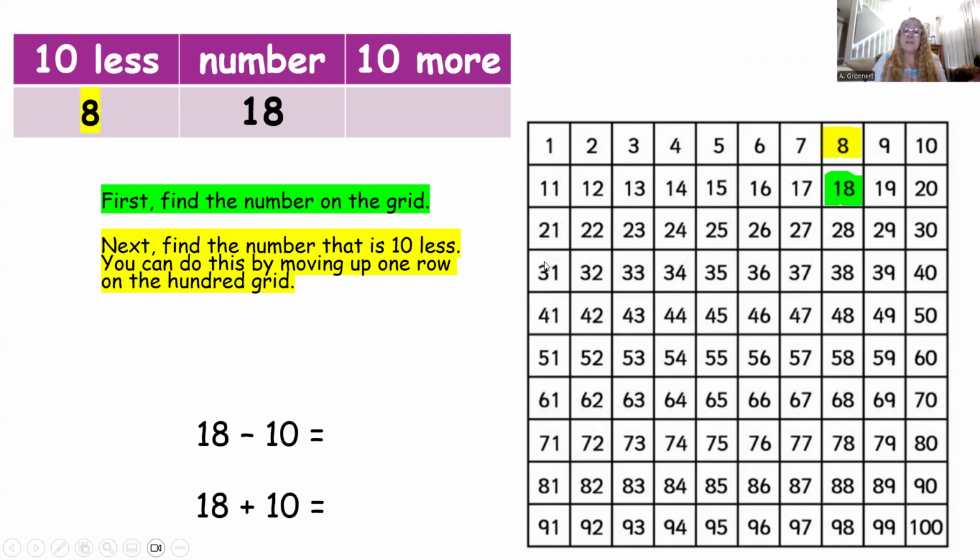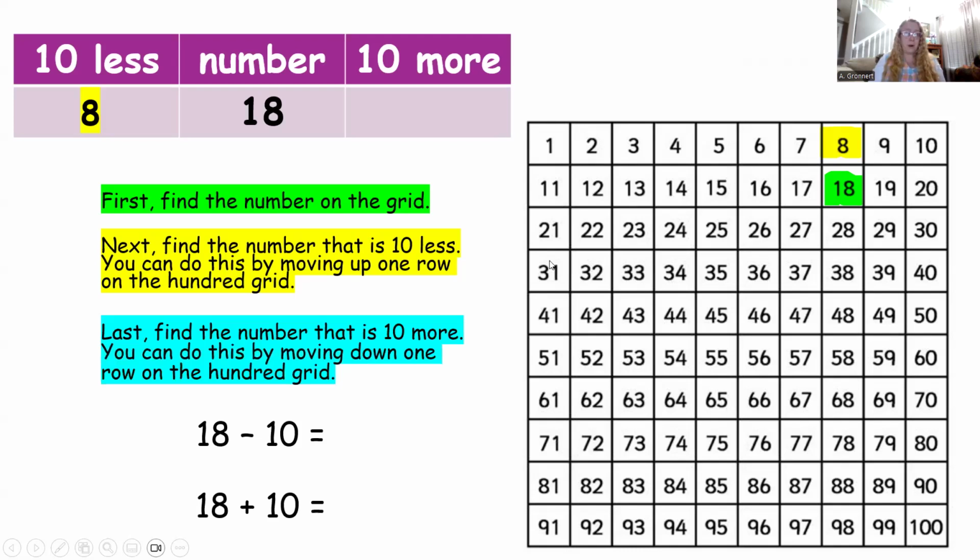Now we need to find the number that's 10 more. Do you remember how to do that? Yes, we move down on the 100 grid, 10. Do you see which number is down 10 from 18? Yes, it's 28. So circle that number or color it in and write it on the chart. Oh, this is a lot of fun.